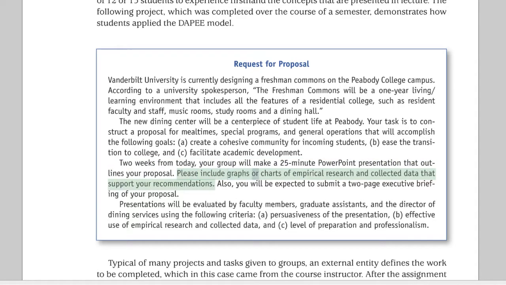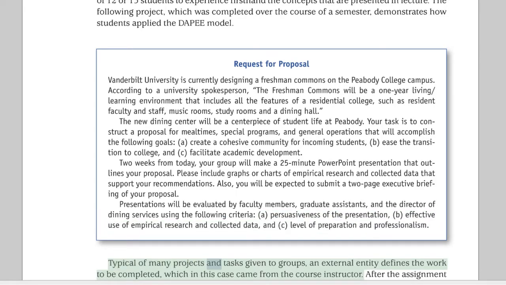Please include graphs or charts of empirical research and collected data that support your recommendations. Also, you will be expected to submit a 2-page executive briefing of your proposal. Presentations will be evaluated by faculty members, graduate assistants, and the Director of Dining Services using the following criteria. A. Persuasiveness of the presentation. B. Effective use of empirical research and collected data, and C. Level of preparation and professionalism.